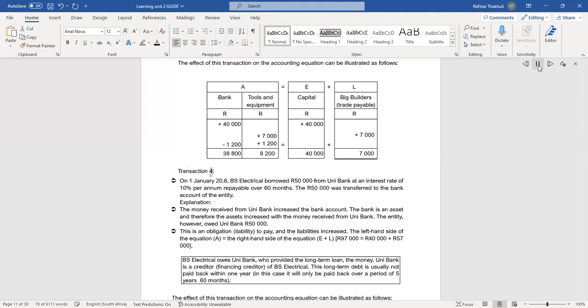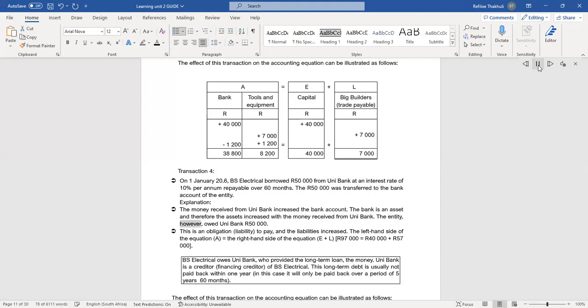Transaction 4. On January 1, 20.6, BS Electrical borrowed R50,000 from Unibank at an interest rate of 10% per annum repayable over 60 months. The R50,000 was transferred to the bank account of the entity. Explanation: the money received from Unibank increased the bank account. The bank is an asset and therefore the assets increased with the money received from Unibank.